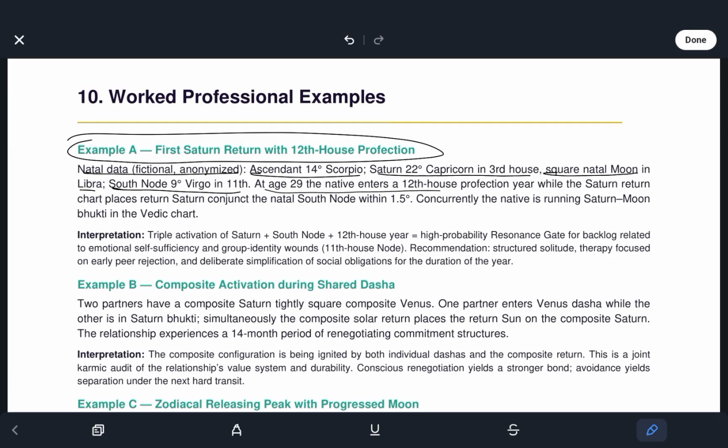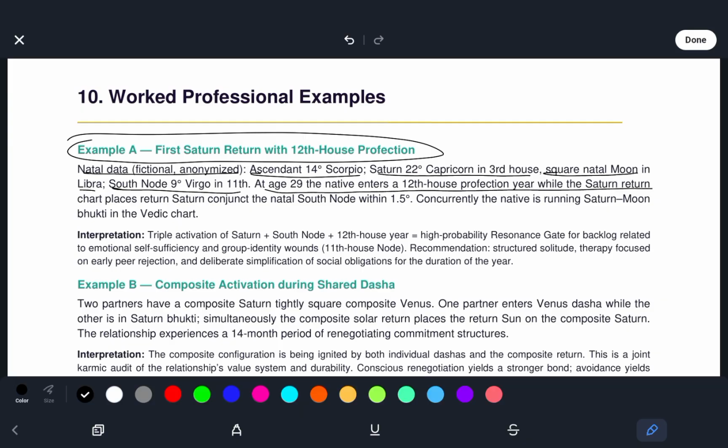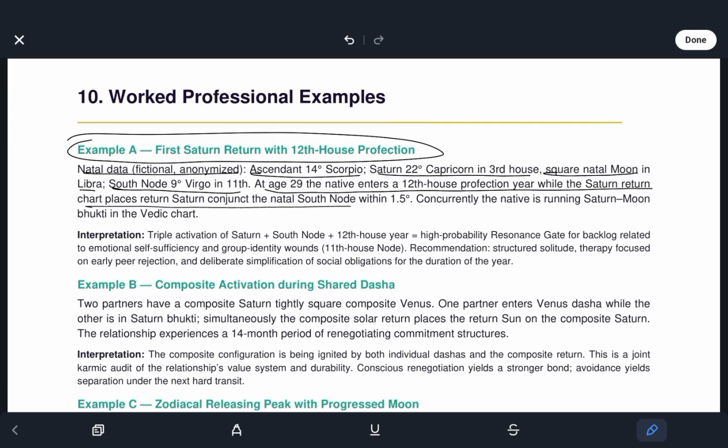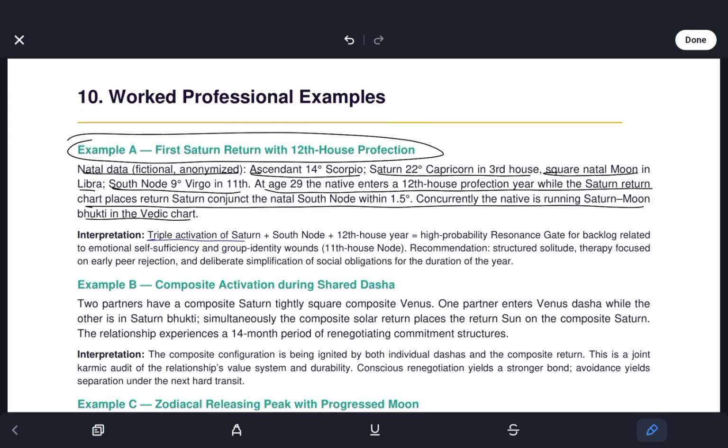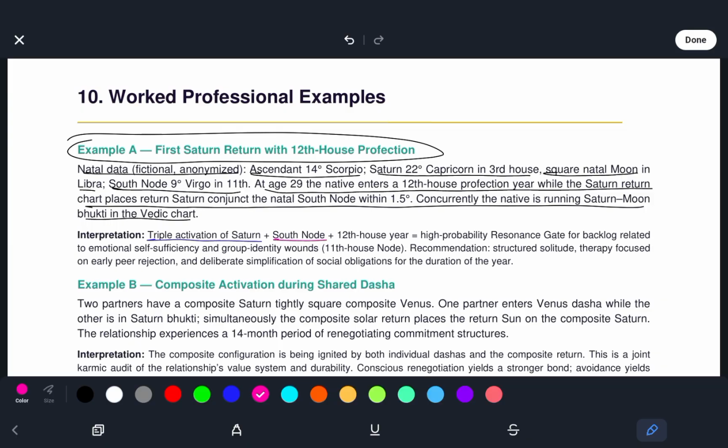At age 29, the native enters a 12th house perfection year, while the Saturn return chart places return Saturn conjunct the natal Ketu within 1.5 degrees. Concurrently, the native is running Saturn-Moon Bhukti in the Vedic chart. So we interpret triple activation of Saturn and Ketu in the 12th house year as a high-probability resonance gate for backlog related to emotional self-sufficiency and group identity wounds. That's the 11th house node.